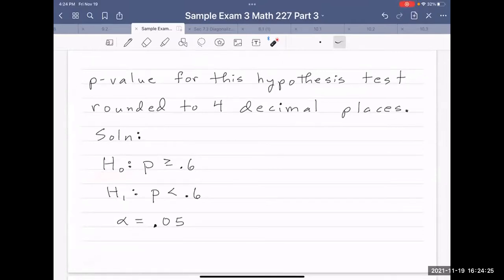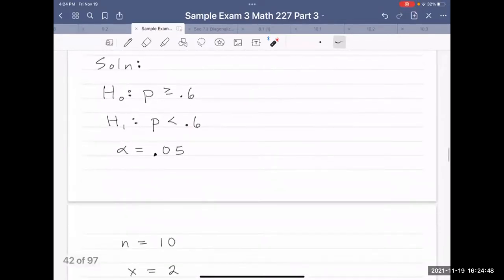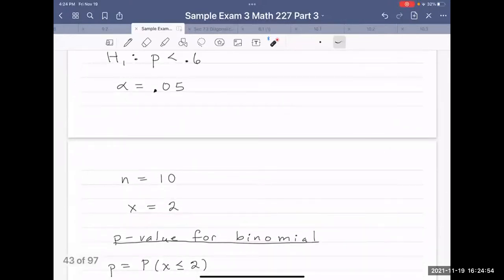So the null hypothesis is that the population proportion is greater than or equal to 0.6. The alternative hypothesis is that p here is less than 0.6. Alpha is equal to 0.05. And so we can see that n here is equal to 10, and x is 2. As we can see here, the sample size is so small, there's no way that the normal approximation is applicable. Therefore, we have to use the exact test.